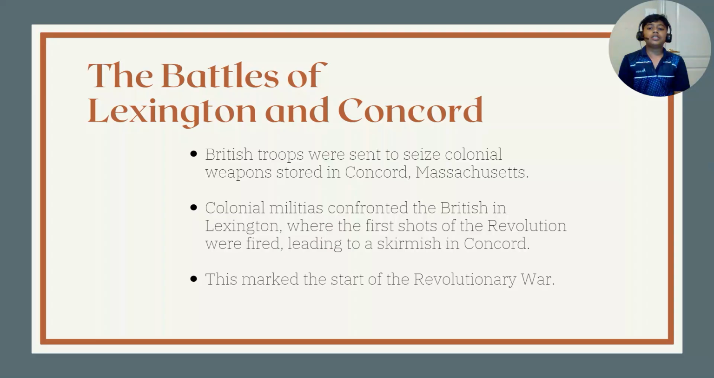The Battles of Lexington and Concord. The British troops were sent to seize colonial weapons stored in Concord, Massachusetts. Colonial militias confronted the British in Lexington, where the first shots of the Revolution were fired, leading to a skirmish in Concord. A skirmish is another word for a sword battle. This marked the start of the Revolutionary War, so now tensions are starting to spice up.